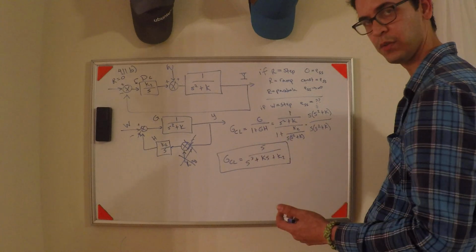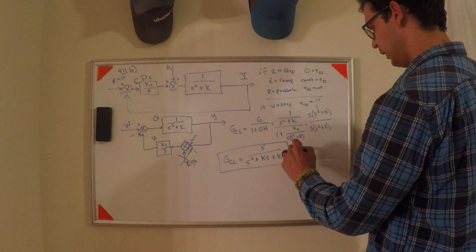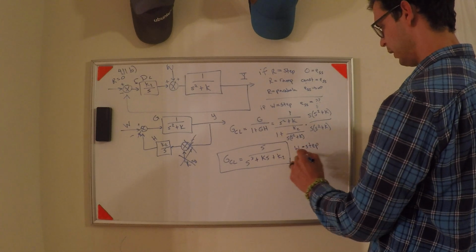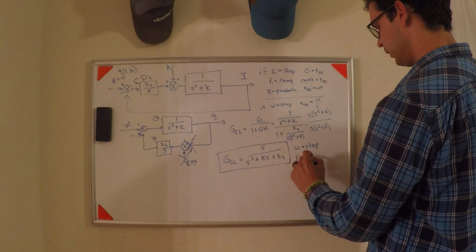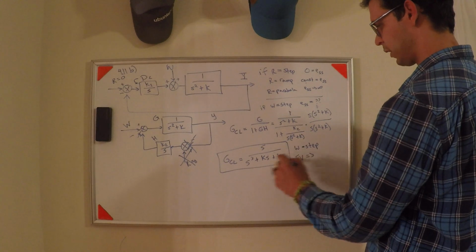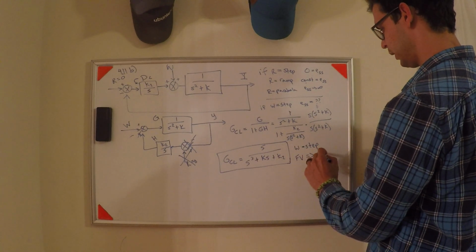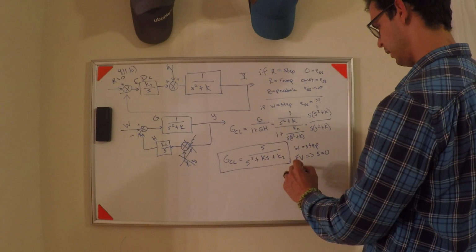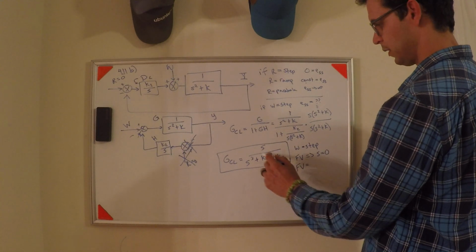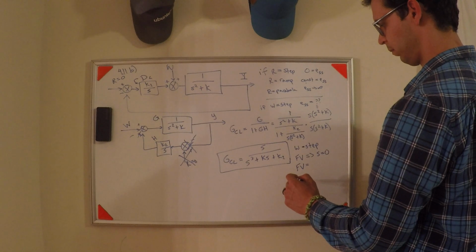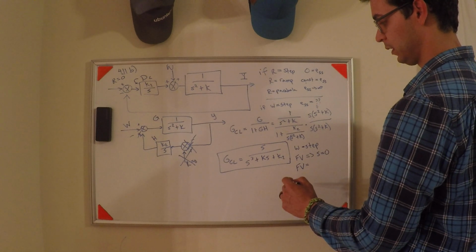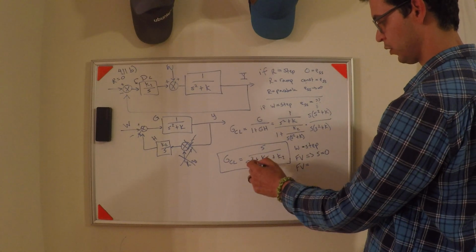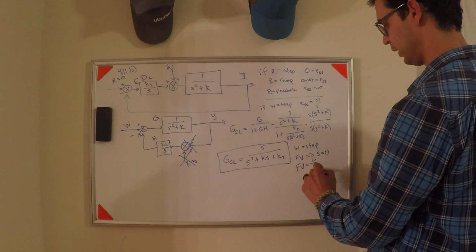So now we can do the final value theorem. If W is a step, the final value is what? To get the final value for a step, you plug in S equals 0, and you get that the final value is indeed 0, because if you plug in 0, you get 0 in the numerator, so 0 over K2, which is 0.